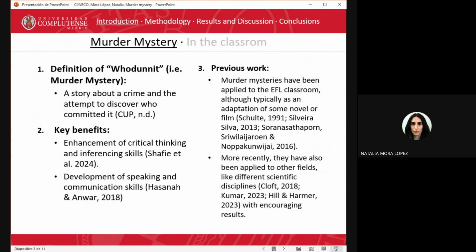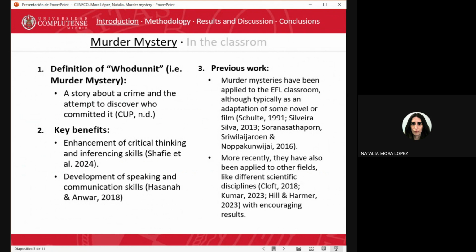Okay. So a murder mystery, in case you don't know what it is, in general terms, it's a story about a crime and the attempt to discover who committed it. If you're not familiar with this, the definition is not clear enough. Basically, we have a story in which someone has died, or there is a crime, and then someone has to find out who committed the crime.